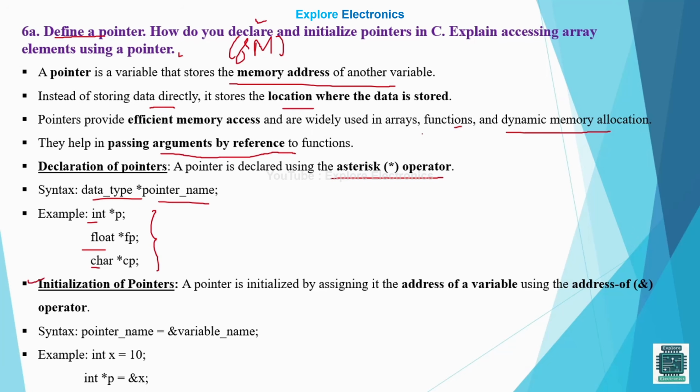Then initialization of pointers. A pointer is initialized by assigning it the address of a variable, that is using the address-of operator, the ampersand symbol. If star is used, it is considered as value. If ampersand is used, then it indicates address. Please make a note of this. The syntax is pointer name = &variable name. See, int x = 10, int *p = &x. These are some examples.